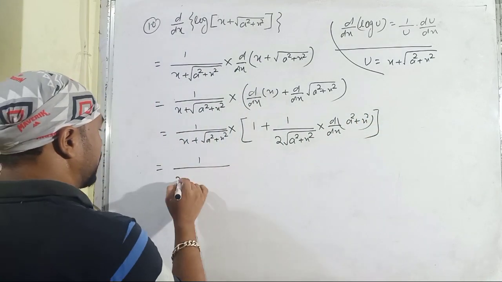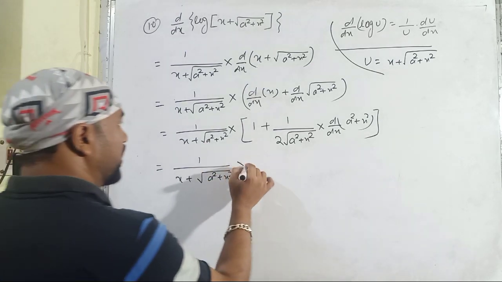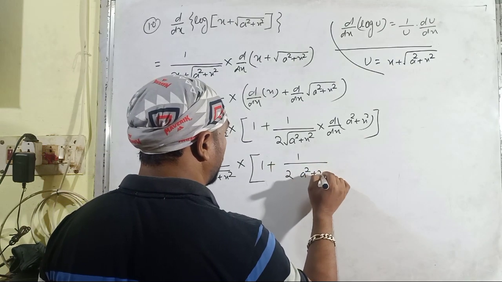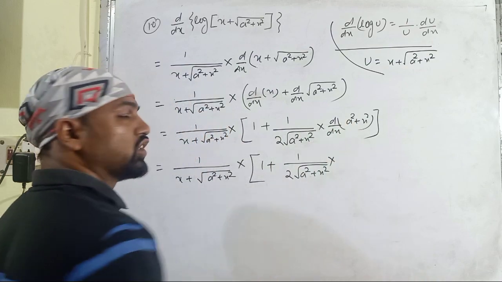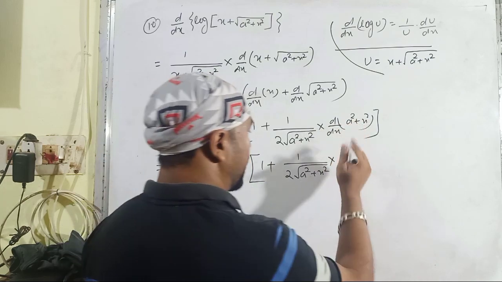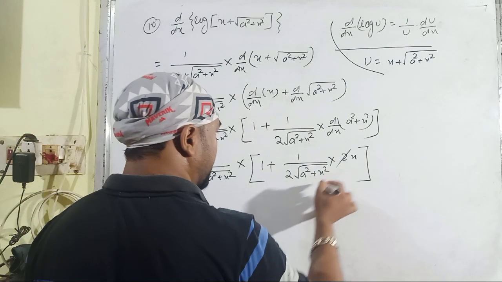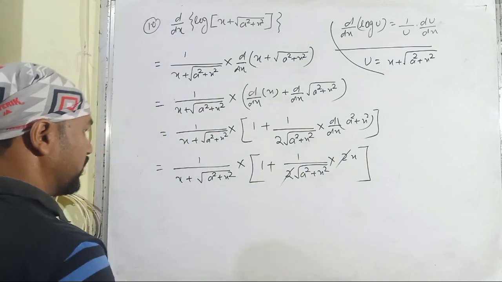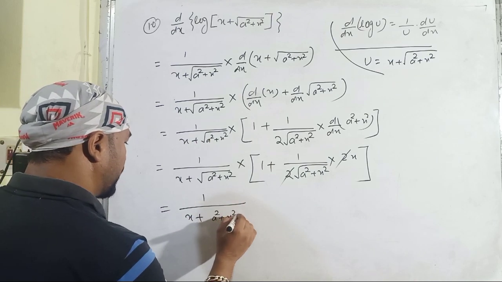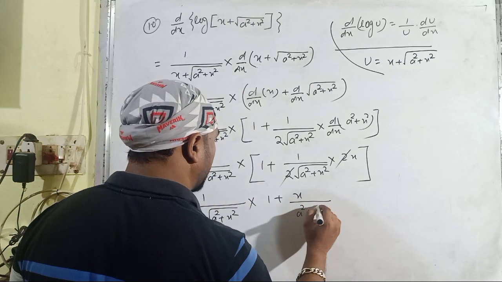Then it will be 1 upon x plus square root of a square plus x square multiplied with 1 plus 1 divided by 2 multiplied with square root of a square plus x square multiplied with the differentiation of a square, it is 0 because a square is a constant. Then differentiation of x square, it is 2x. Okay, so just cancelling both of the 2's here, we have 1 upon x plus square root of a square plus x square multiplied with 1 plus x divided by square root of a square plus x square.